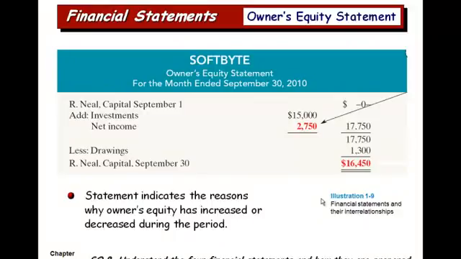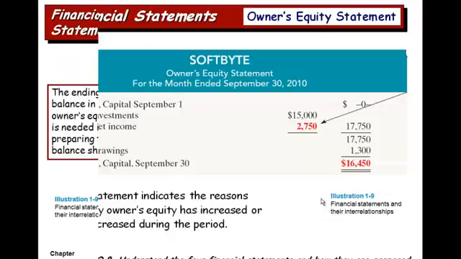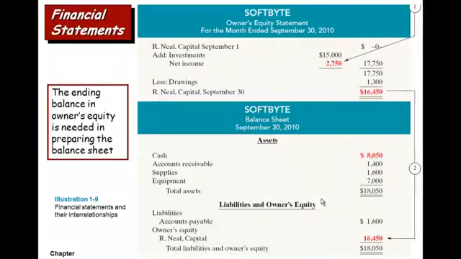So the owner's equity statement that we just went over in the previous slide indicates the reasons why owner's equity has increased or decreased in a period, and these reasons can be affected by investments and net income or net loss and drawings. So again, we have investments, net income or net loss, and drawings, and that affects the owner's equity statement. So the ending balance in owner's equity is needed to prepare the balance sheet.